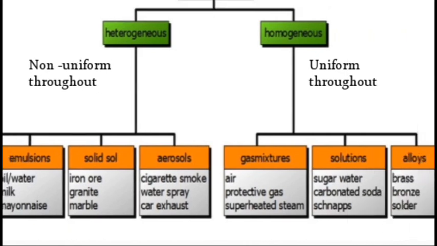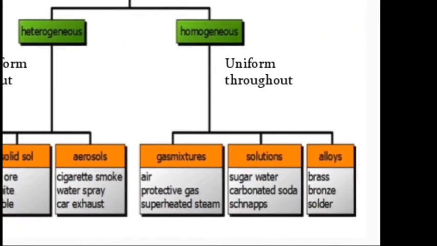Now we try to see homogeneous first. As homogeneous is uniform throughout, it can be further divided into three different types. Suppose gas mixture. A gas mixture is a mixture of different gases such as aerosol, then protective gases, then superheated steam, etc. Solutions may be a mixture of solutions such as sugar in water. If you add sugar in water, stir, dissolve, you will get the same homogeneous solution. Then carbonated soda, Thums Up, Pepsi, cola, it is nothing but carbonated beverages. Again it is homogeneous. There is no distinguishing between CO2 and water, so we cannot distinguish. Thus it is homogeneous.